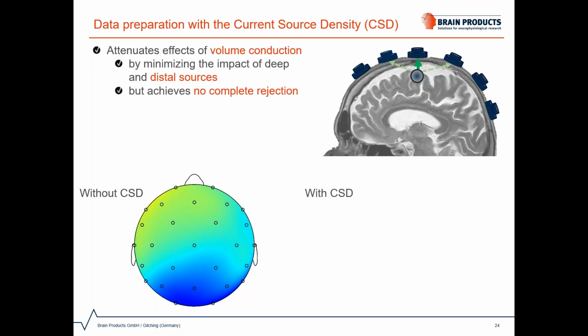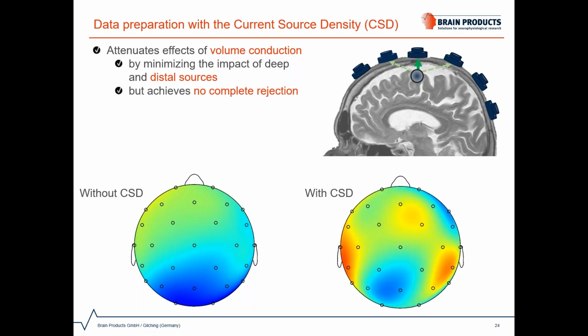In order to minimize these effects, we can apply the current source density, also known as the surface Laplacian operator. It rejects part of the data that originates from deep or distant sources and estimates current flow at the dura. On the voltage map, this leads to highlighting of more local activity that has previously been buried. However, note that in particular neighboring electrodes will still suffer from effects from volume conduction, and we should take extra precautions when interpreting connectivity between closely spaced electrodes.